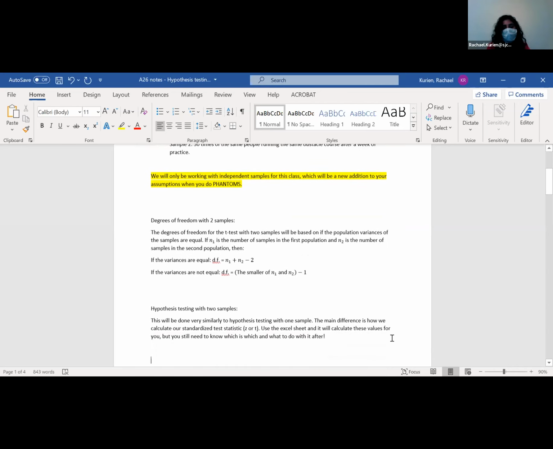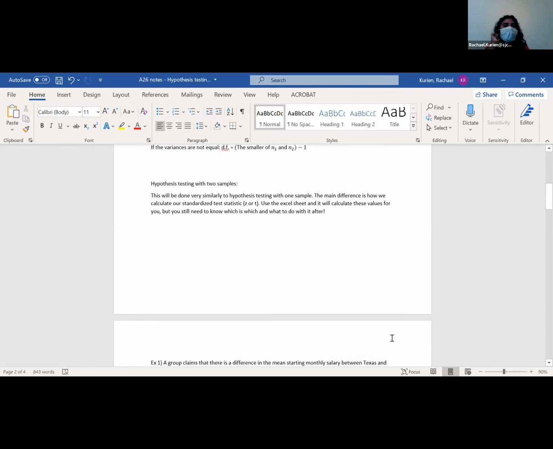So let's look at hypothesis testing with two samples. This will be done very similarly to hypothesis testing with one sample, which we've already done. The main difference is how we calculate our test statistic, or a standardized test statistic. So Z or T. We're going to use the Excel sheet and it will calculate these values for you, but you still need to know which is which and what to do with it after. So we're only going to look at Z or T, not anything else like proportions or any other test.